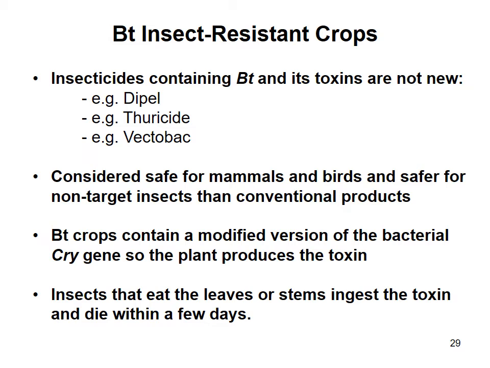Vectobac contains spores and toxins of Bacillus thuringiensis subspecies israelensis, and it's used to control several species of mosquito larvae. These products are considered safe for mammals and birds, and they're safer for those non-target insect beneficials than conventional insecticide products.